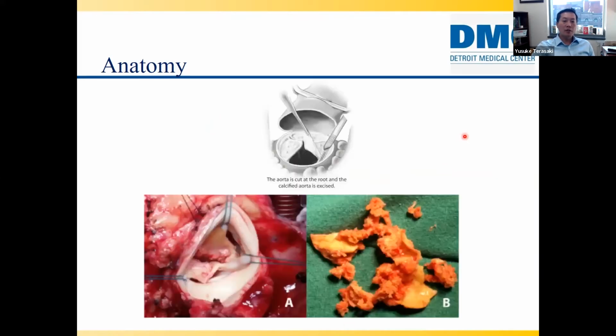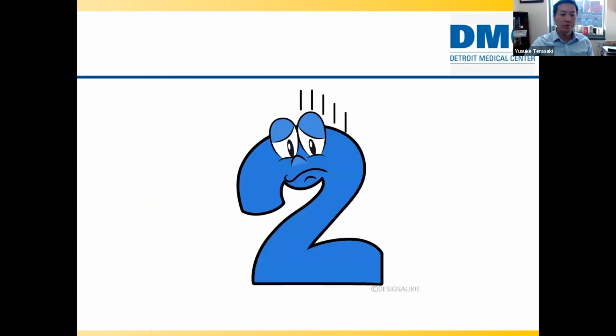This is not a concern in surgery or surgical aortic valve replacements, because as you can see, the first part of the procedure is actually removing all that thickened and calcified leaflets, as you can see here, and then reimplanting the prosthetic valve within the annulus. So this is not much of a concern in surgery, but is a concern when we start doing TAVR procedures.